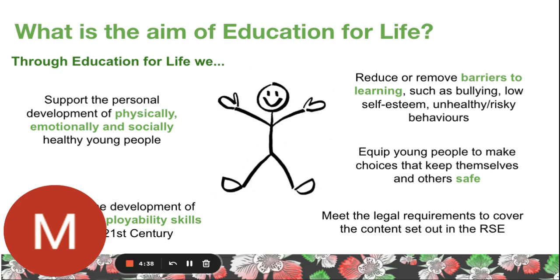Through Education for Life, we as a school support the personal development of physically, emotionally and socially healthy young people. We support the development of essential employability skills for the 21st century. We reduce and remove barriers to learning, such as bullying, low self-esteem, and address unhealthy and risky behaviours. We equip young people to make choices and keep themselves and others safe. And most importantly, we meet the legal requirements to cover the content set out in the RSE framework.